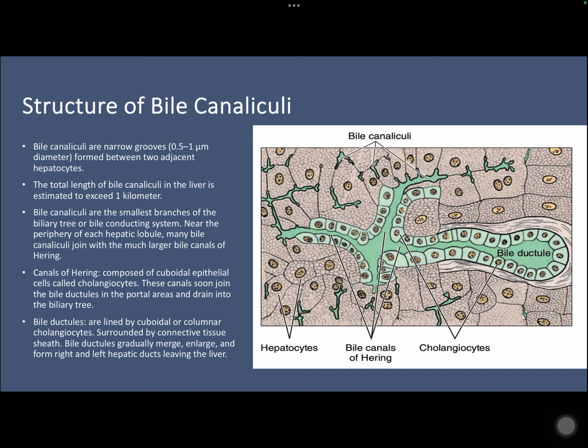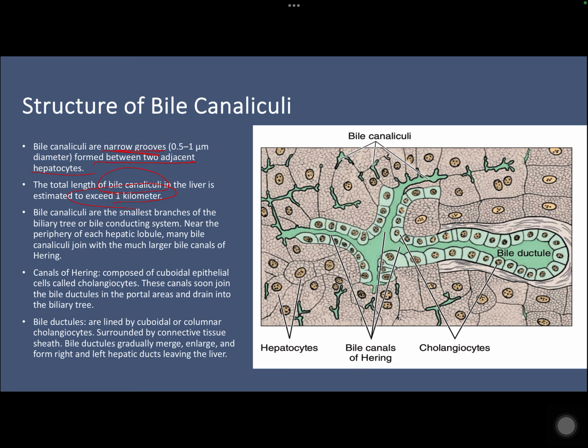So bile canaliculi are basically narrow grooves. These are formed between two adjacent hepatocytes. If we measure the length of bile canaliculi in the liver, it is more than 1 kilometer. Bile canaliculi, what are they? They are the smallest branches of the bile conducting system.